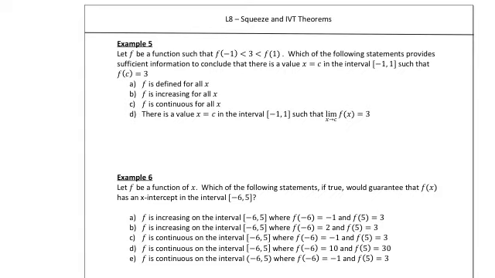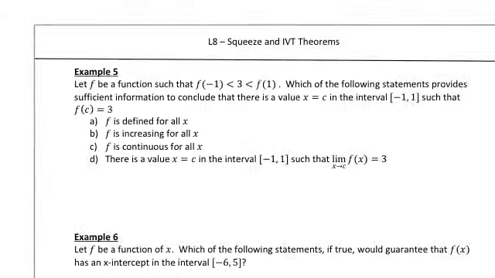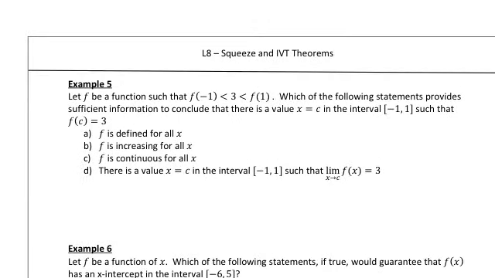Okay, so this is our last couple of multiple choice questions. I'll pause the video and read number 5 here. For number 5, we're being asked which of these statements we need to pick if we are to make the conclusion that there is some value x equals c in the interval negative 1 to 1 such that f of c is equal to 3, right?